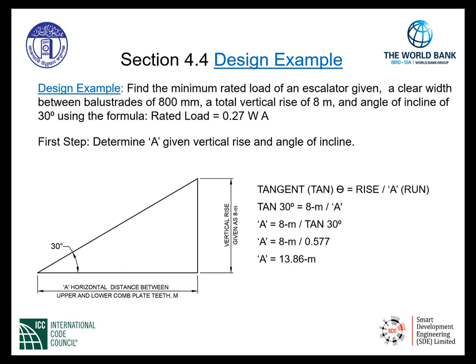We can rewrite the equation, solving for A, which is the run, the horizontal distance, equating that to 8 meters divided by the tangent of 30 degrees, that is our angle of incline. Working that out, A, which is the horizontal distance, equates to 13.86 meters. That is our first step.